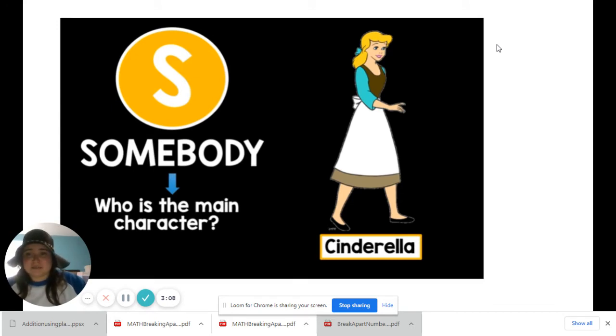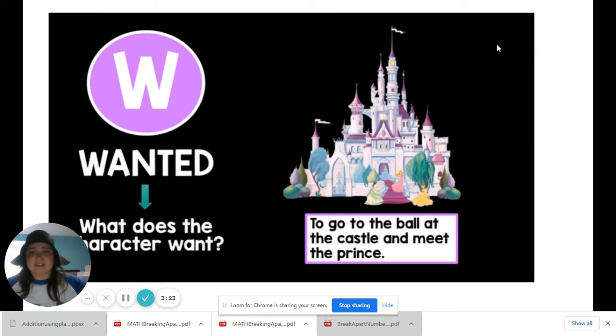So I'm going to use the story Cinderella as an example to go through. So when we fill out the S, somebody, who is the main character in Cinderella? Cinderella, right? Good job. Then when we look at the W, wanted, what does the character want? What does Cinderella want? She wants to go to the ball at the castle and meet the prince.